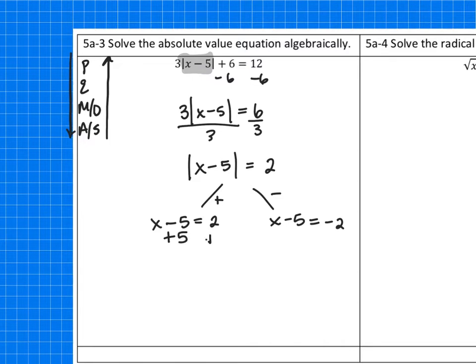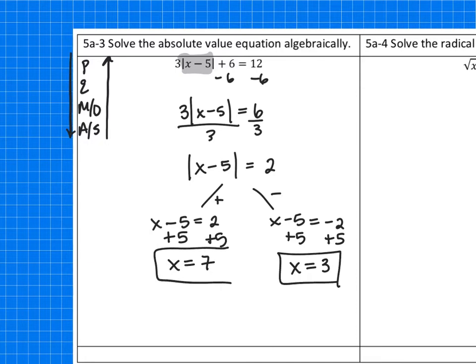So add 5 to both sides. So x equals 7, and x equals 3. Proficiency level, we're not worrying about extraneous answers here, because when it only equals a number as opposed to having another x on the other side of the equation, we're not going to have extraneous answers for that.